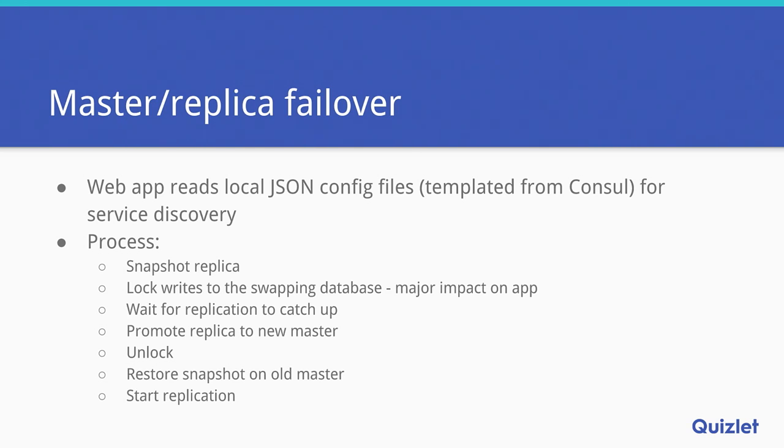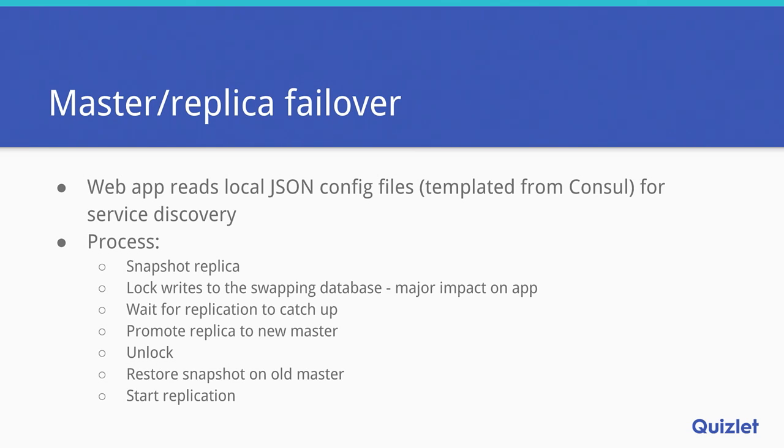So we lock writes. This is critical because this has a major impact on the app. The database that you're doing this failover on, you're then effectively not serving that to users. So this is a major impact on how the application is running. So we lock writes, and then we wait for the replication to catch up on the new master. In practice, our replicas are often within a second of the master in terms of transactions. But we want to be really extra sure that they're caught up, because if you don't wait for replication to catch up, you're effectively leaving writes behind when you swap to the new master. So we wait for replication to catch up.